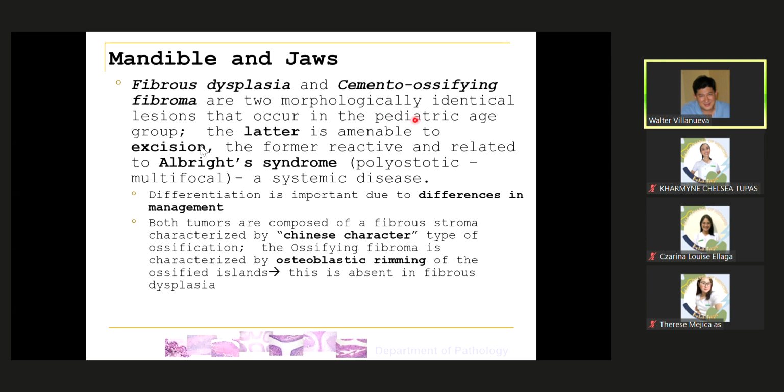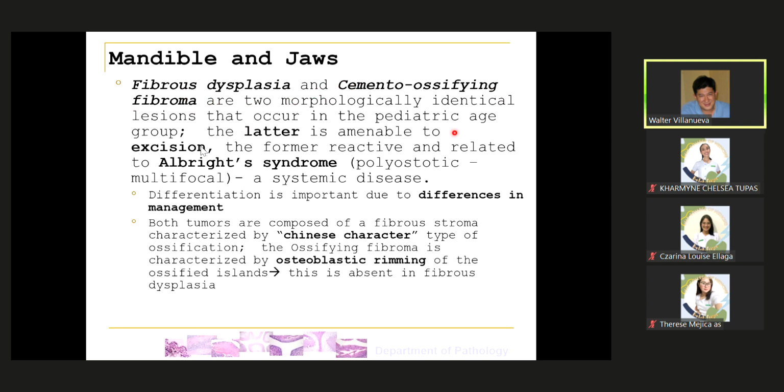Fibrous dysplasia and cemento-ossifying fibroma. You remember in our previous lecture, there are diseases that are systemic in nature, but also happen to affect the head and neck. So this is one of them. However, you see this lesion here, and not in the previous lecture. And the reason for that is a very close differential is cemento-ossifying fibroma.